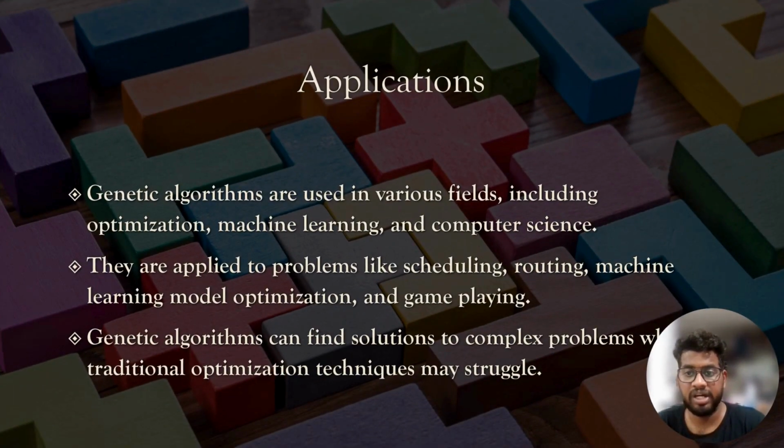Some of the applications of genetic algorithm: genetic algorithms are already used in various fields, including optimization, machine learning, and computer science. They apply to problems like scheduling, routing, machine learning model optimizations, and gameplay. Genetic algorithms can find solutions to complex problems where traditional optimization techniques may struggle.